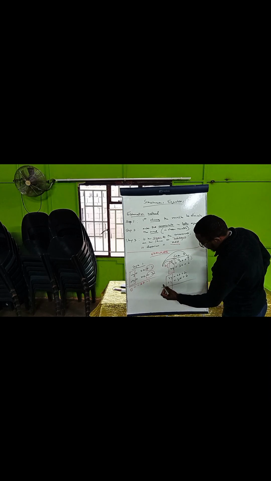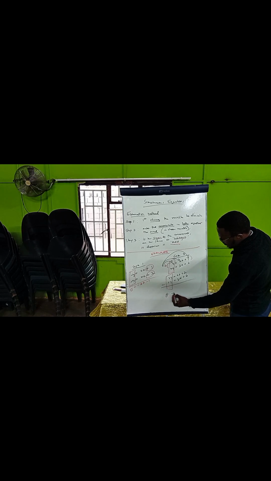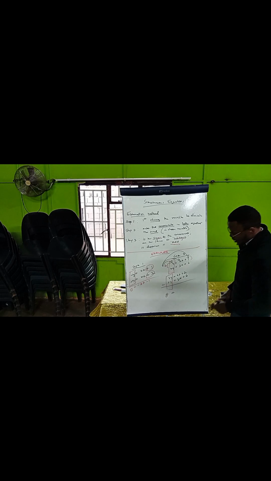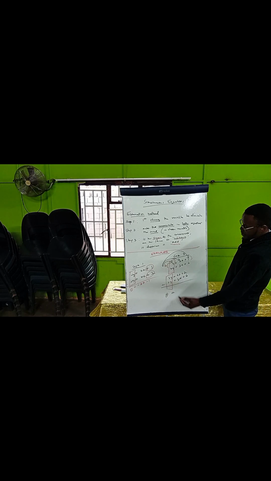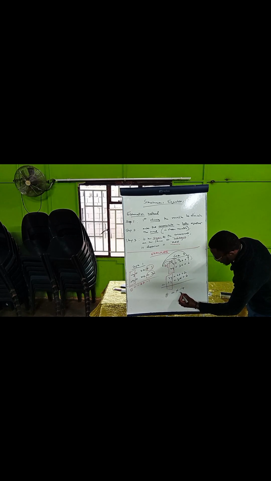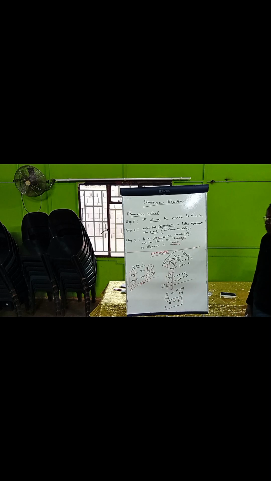So 2y minus 2y is 0. Then this will be 4x minus 3x, which is x. 2 minus 6 is negative 4. And therefore, add 4 both sides. So x is equals to 4. Quite easy. So the value of x is equals to 4.